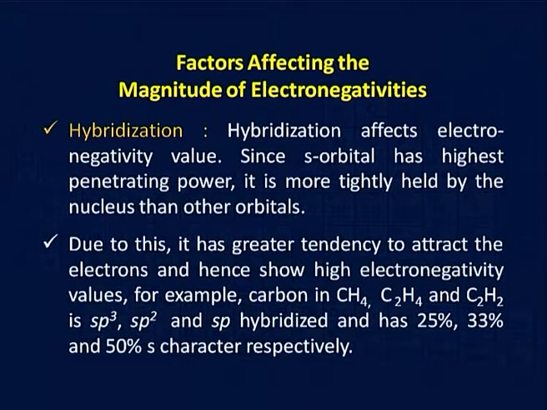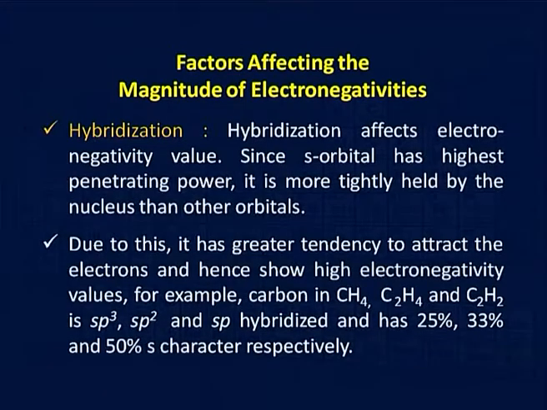For example, we take the case of carbon. Carbon in methane, CH4, is present in sp3 hybridization. Carbon in ethene, C2H4, is present in sp2 hybridization. Carbon in acetylene, C2H2, is present in sp hybridization. In these three cases, it is sp3 hybridized, sp2 hybridized and sp hybridized. And in the sp3 case, s character is only 25%, whereas in sp2 the s character is 33%, and in sp hybridized orbitals s character is 50%.